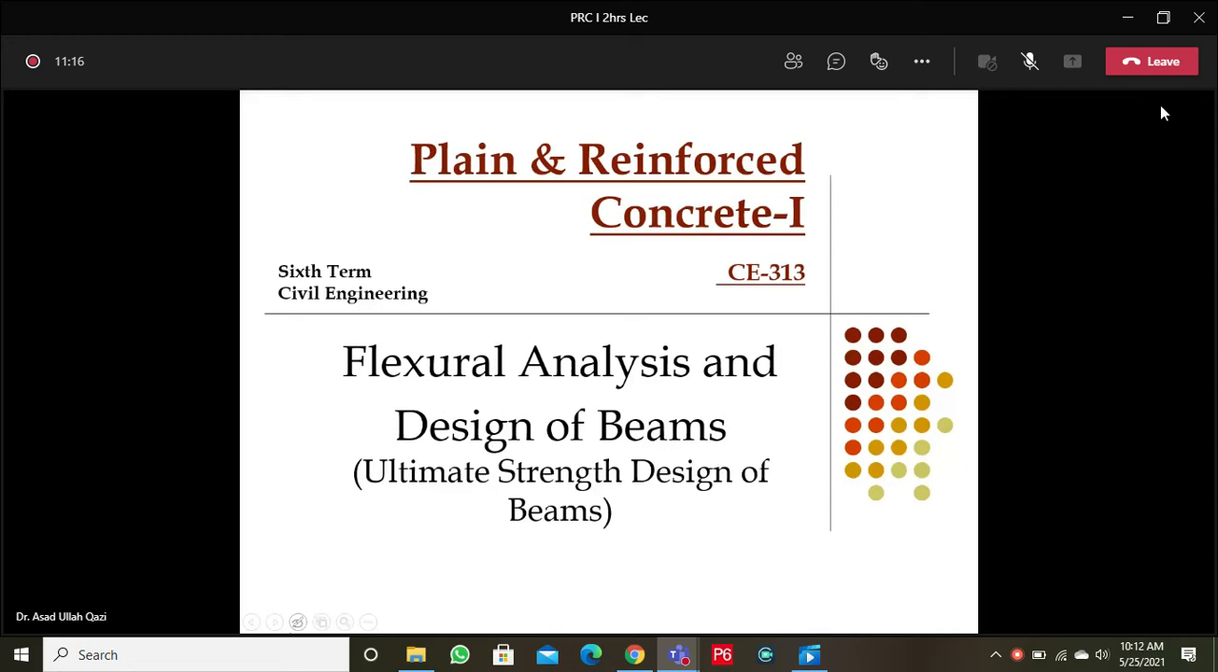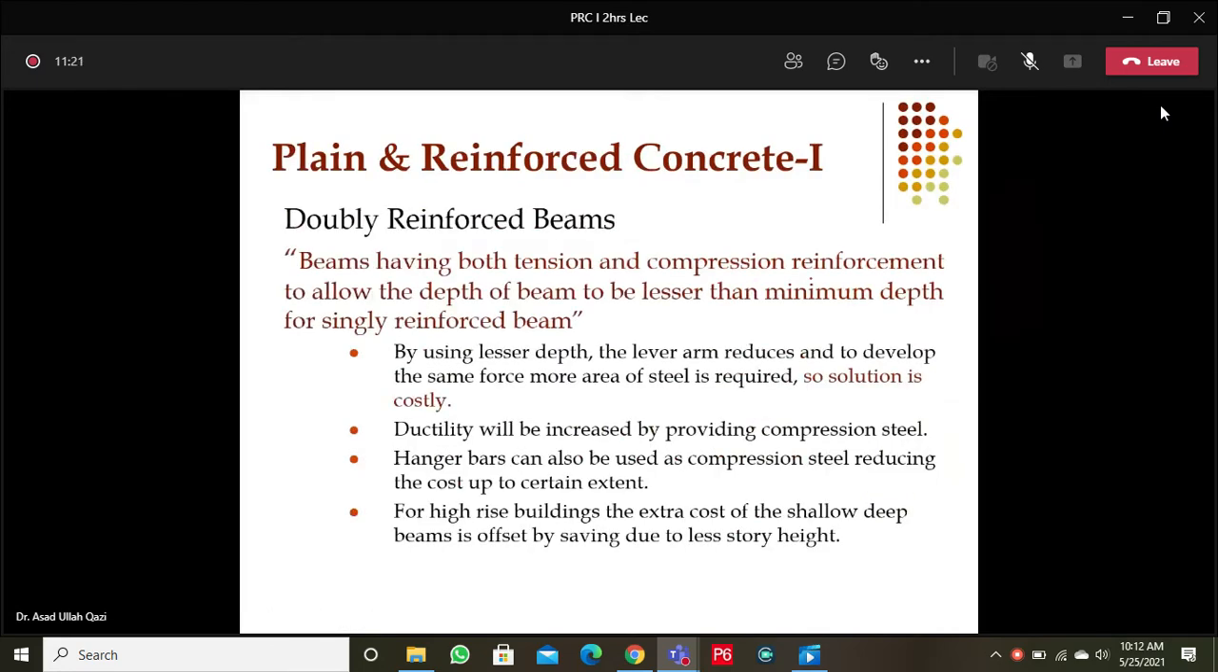So beams having both tension and compression reinforcement allow the depth of the beam to be lesser than the minimum depth required for a singly reinforced beam. So it means when we are going to proportion the cross section, you remember that for a singly reinforced beam, we derived one equation and we decided that d minimum will be greater than or at least equal to Mu over 0.205 fc' bw. So if we are keeping the effective depth of the beam greater than or equal to the right hand side, we will get singly reinforced behavior.